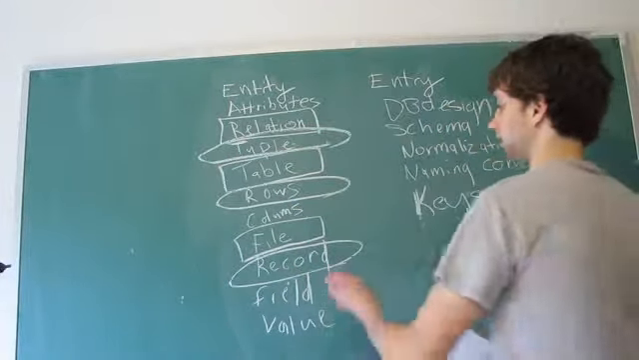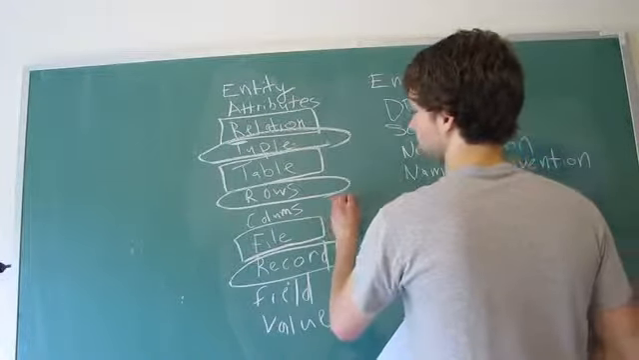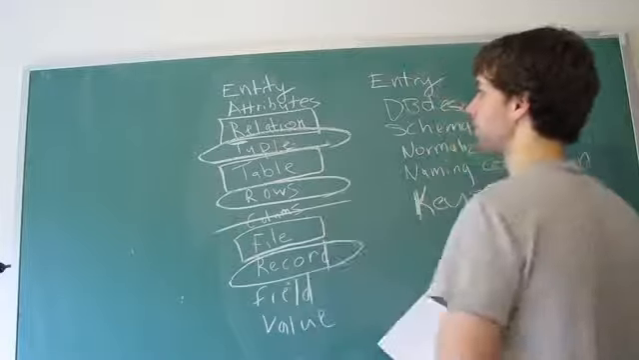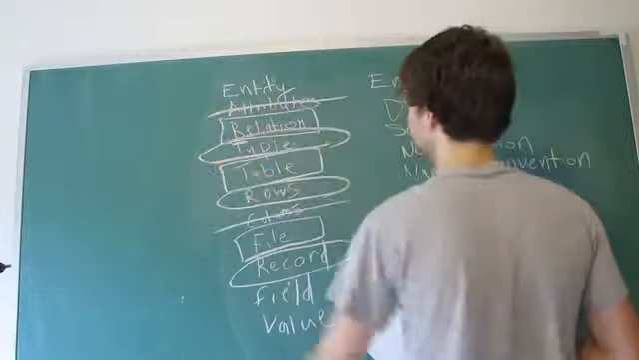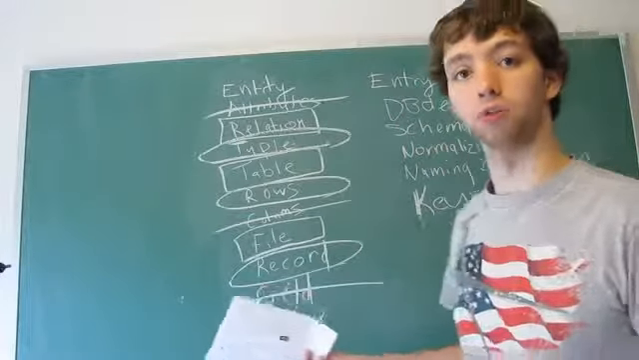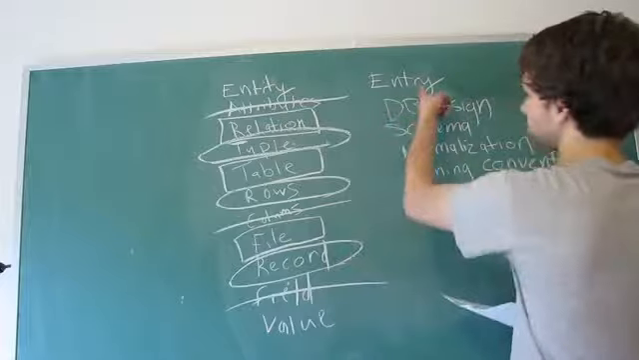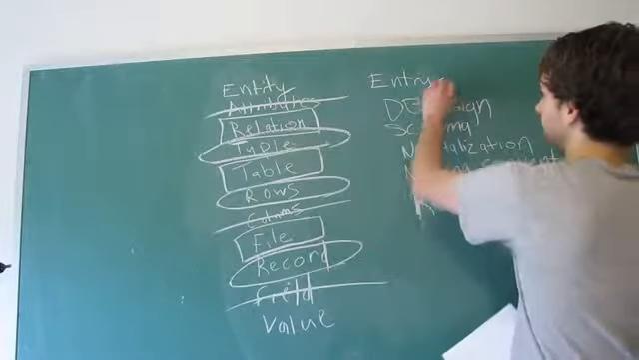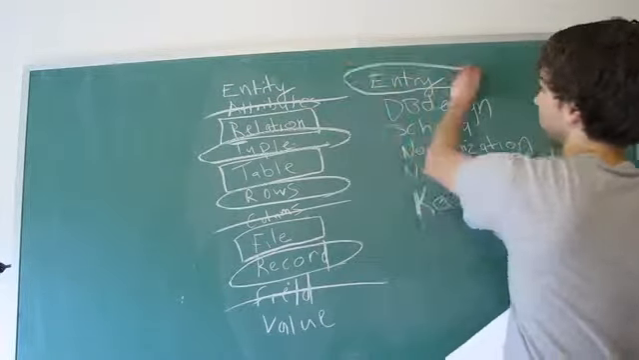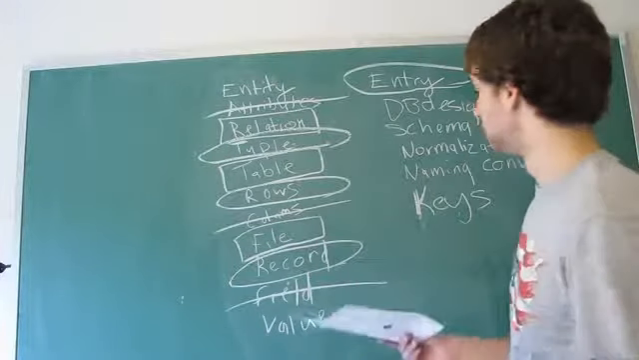And then, let's cross them out. We have columns, and then we have attributes, and then we have a field. Those are all talking about a column in a table. And also entry, you can kind of think of that as a row, because you enter data into the table and you get a new row.